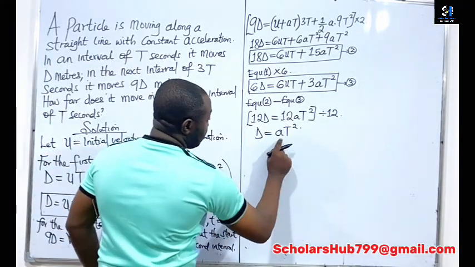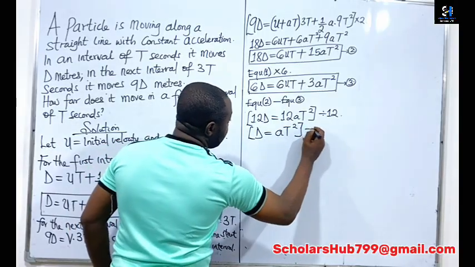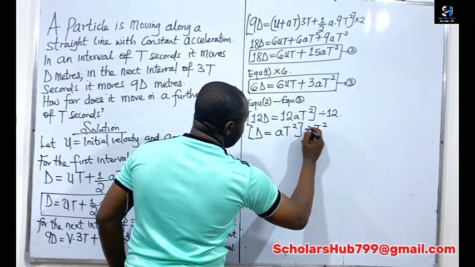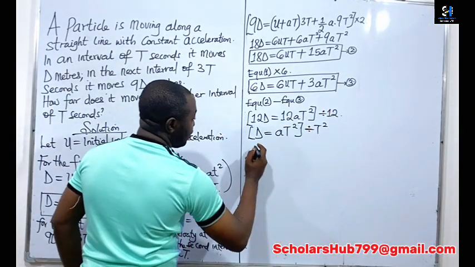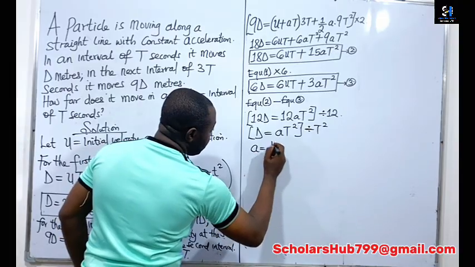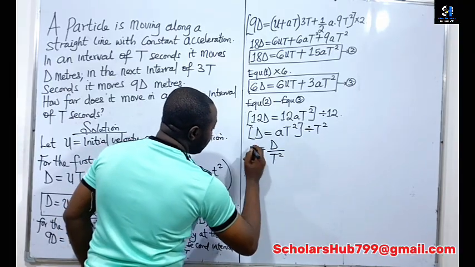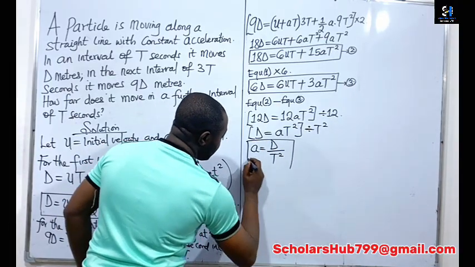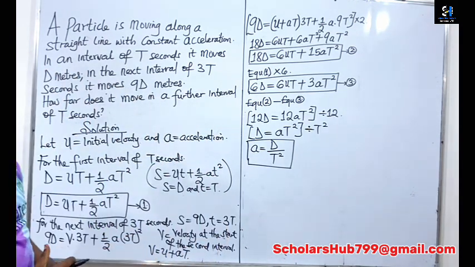So in this case, if I divide both sides again by t squared, this will give us a equals d over t squared. So let me box this. This is the expression for acceleration.